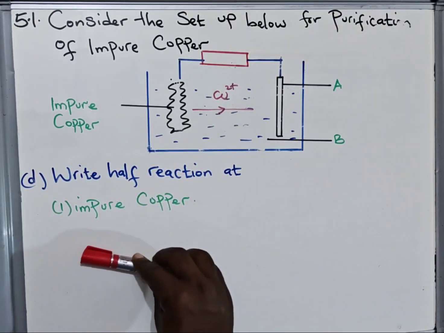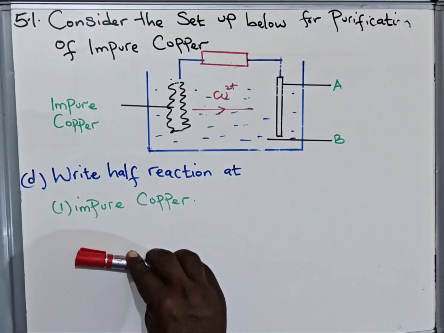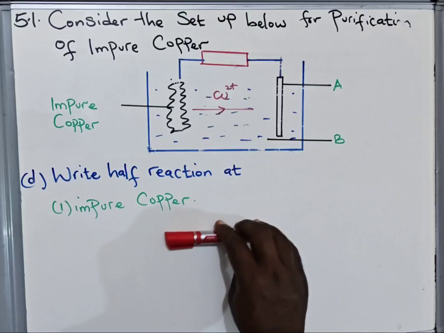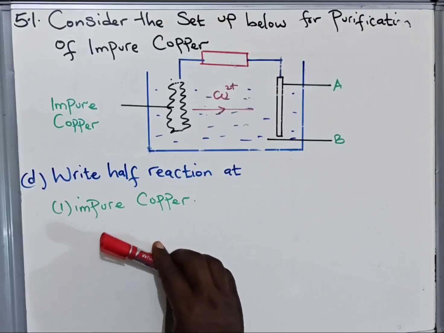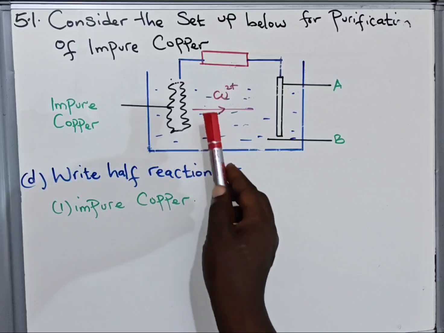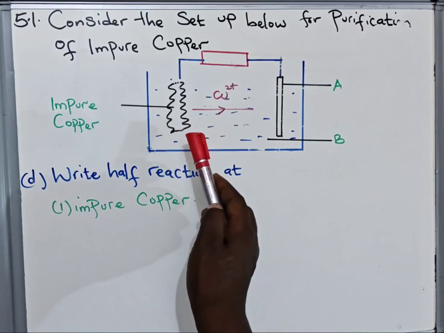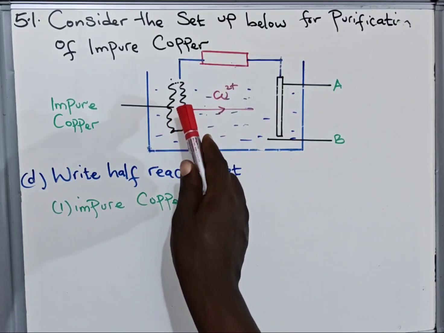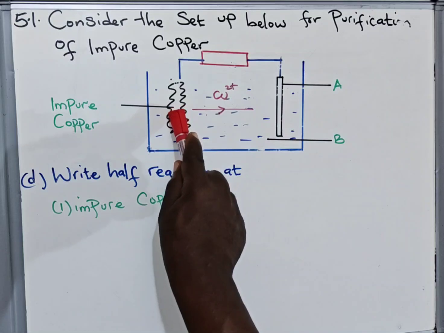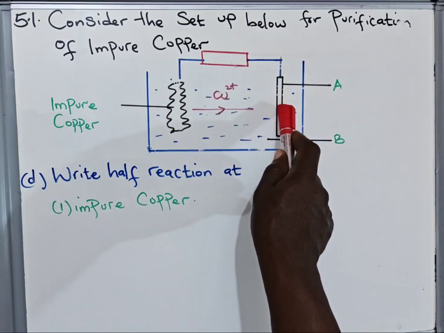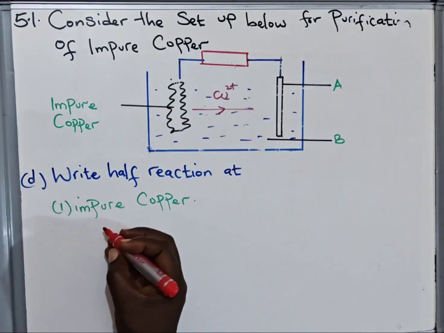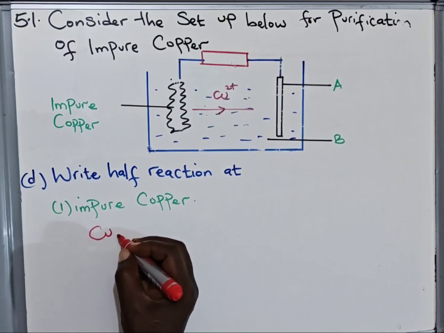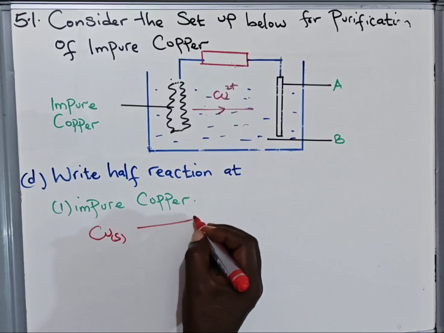Then we come to this question. It says, the right half reaction at impure copper. So what reaction occurs at impure copper? This is what you have to know, that copper is moving from here, which is impure copper, to the other electrode A. And we represent that reaction by this reaction.